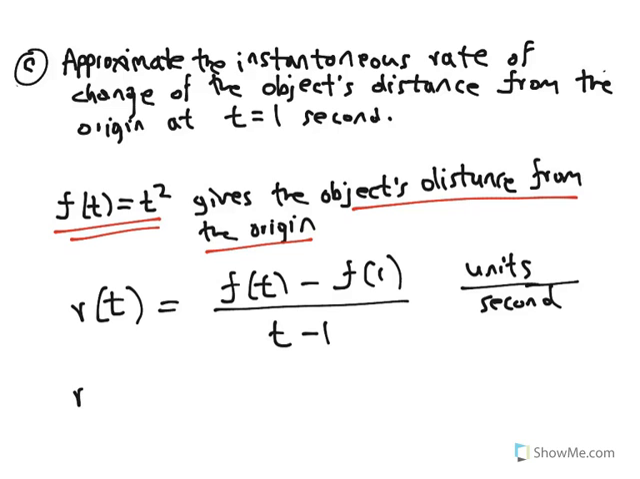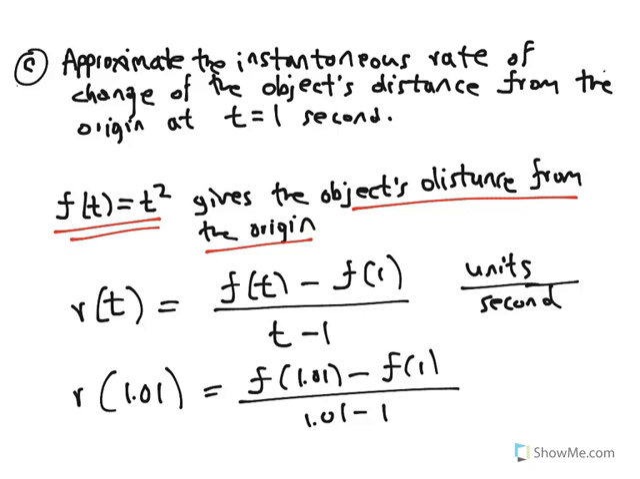So a good approximation for the instantaneous rate of change of the object's distance from the origin at t is equal to 1 second, for example, could be obtained by choosing t to be very close to 1, like 1.01 seconds, and you'd have this. And the units would be measured in units per second. It is a rate of change of position with respect to time, or velocity. So this would be an approximation for the instantaneous rate of change. But we know that the closer t gets to 1, the better the approximation will be.